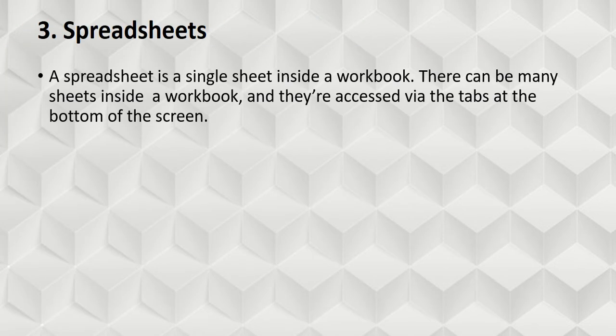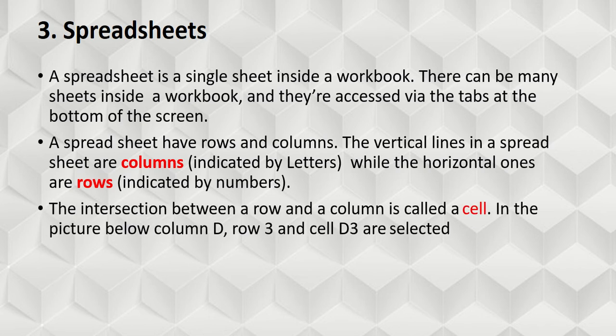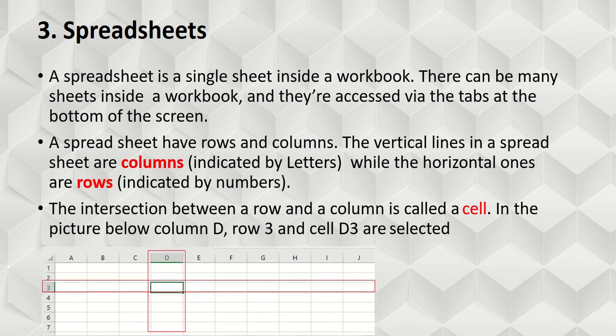Spreadsheets. A spreadsheet is a single sheet inside the workbook. There can be many sheets inside the workbook, and they are accessed via the tabs at the bottom of the screen. A spreadsheet has rows and columns. The vertical lines in a spreadsheet are columns. They are indicated by letters, while the horizontal ones are rows. They are indicated by numbers. The intersection between a row and a column is called a cell. In the picture below, column D is selected, row 3 is selected, and therefore cell D3 is selected also, as it is indicated in this picture.